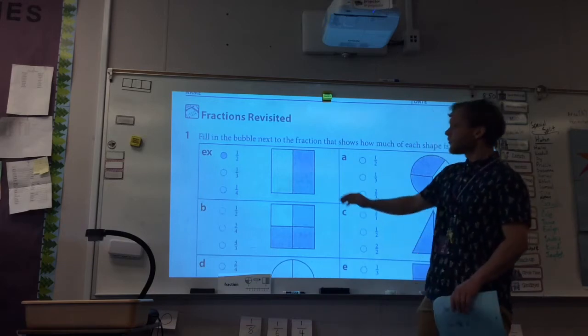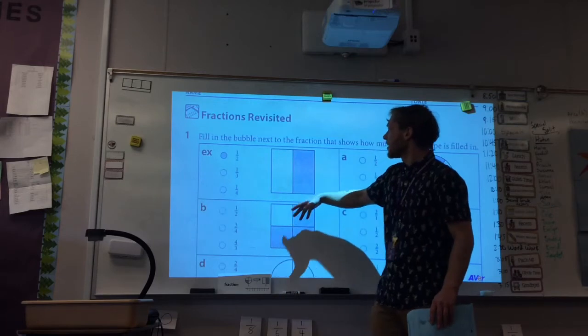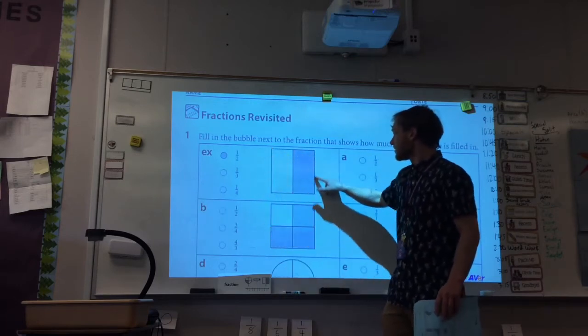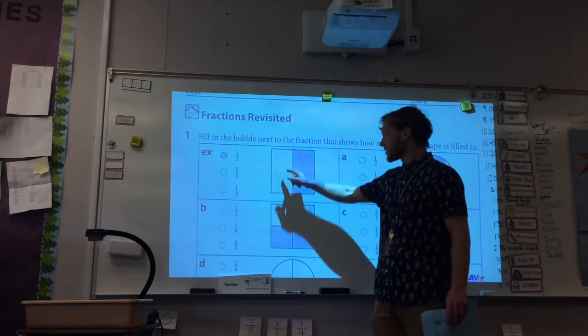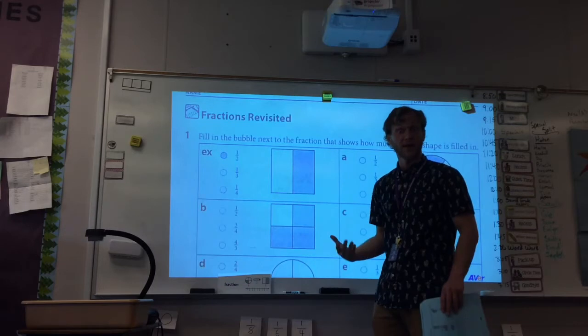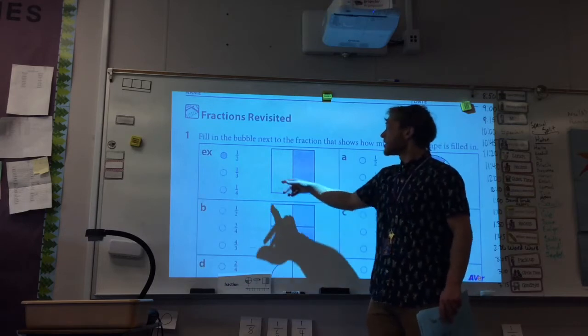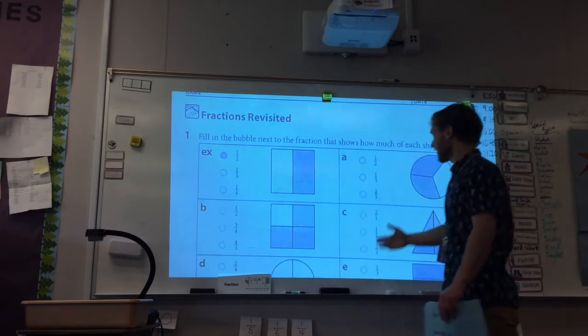Okay? So for our example, you can see that the square is broken into 2 equal parts. So the square is broken into 2 equal parts. Each part is then 1/2, un mitad. So they filled in the bubble for 1/2. Let's look at the next problem.